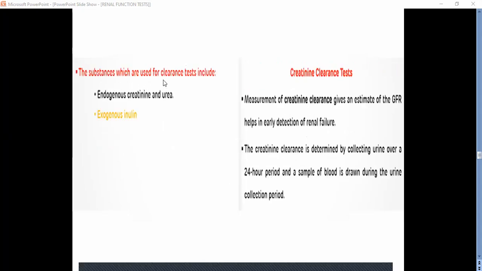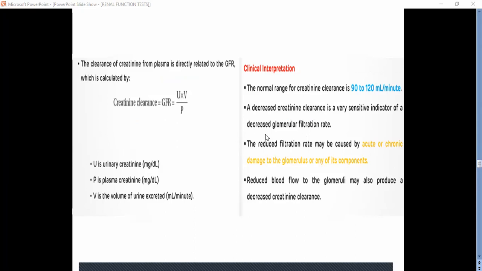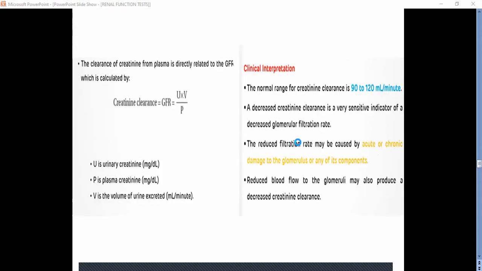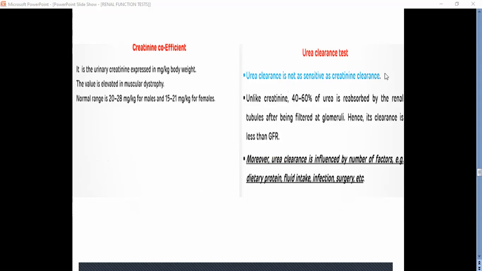The substances which are used for clearance test include endogenous creatinine and urea and exogenous inulin. Inulin is the most important compound used in the clearance test. Here I have given the creatinine clearance test, which was already explained previously, and in the same way the urea clearance test.